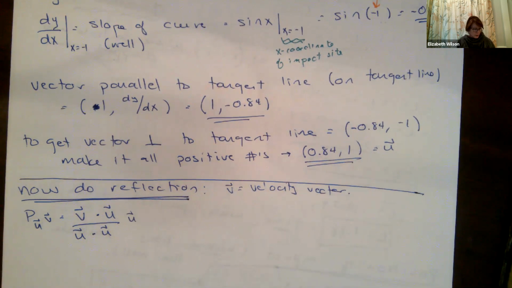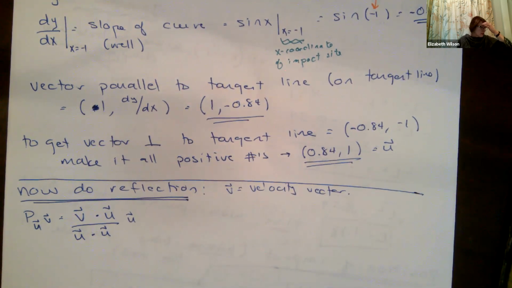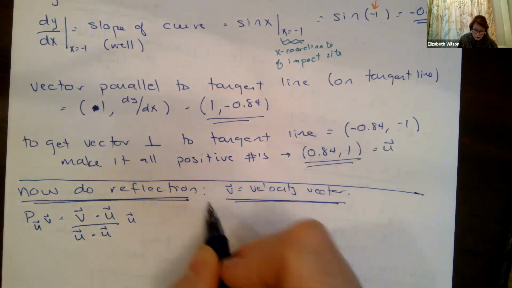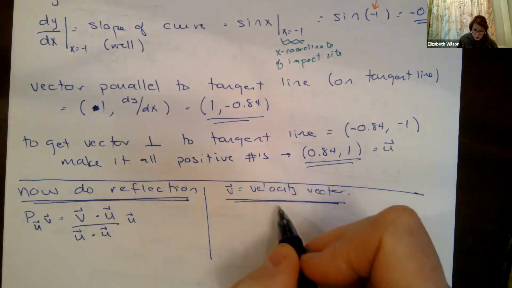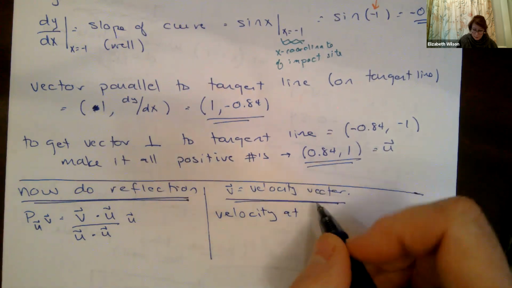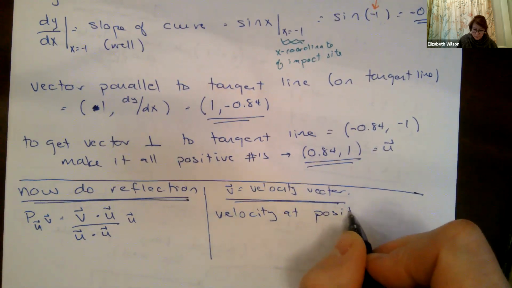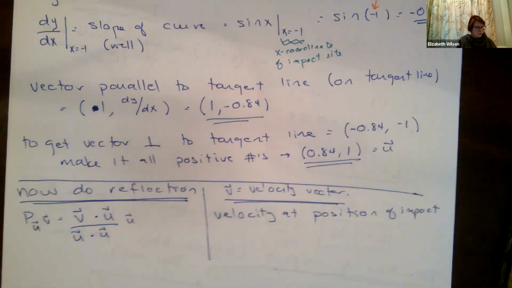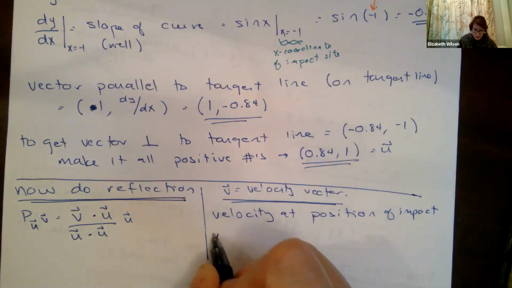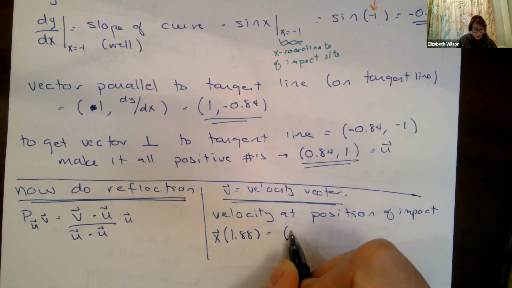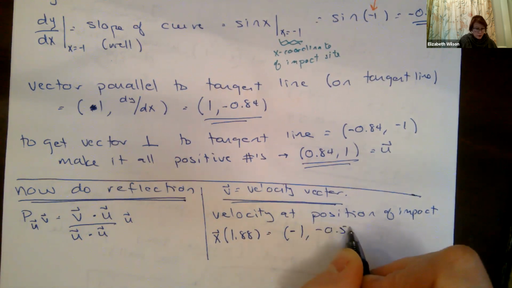Okay, so our velocity vector, let's see. Yeah, I forgot to do that. All right, so let's do this offline here. So I'm going to do my velocity vector, velocity at position of impact. So that means I've got my x as 1.88. I'm going to go -1 to -0.54. Okay, that gives me that.